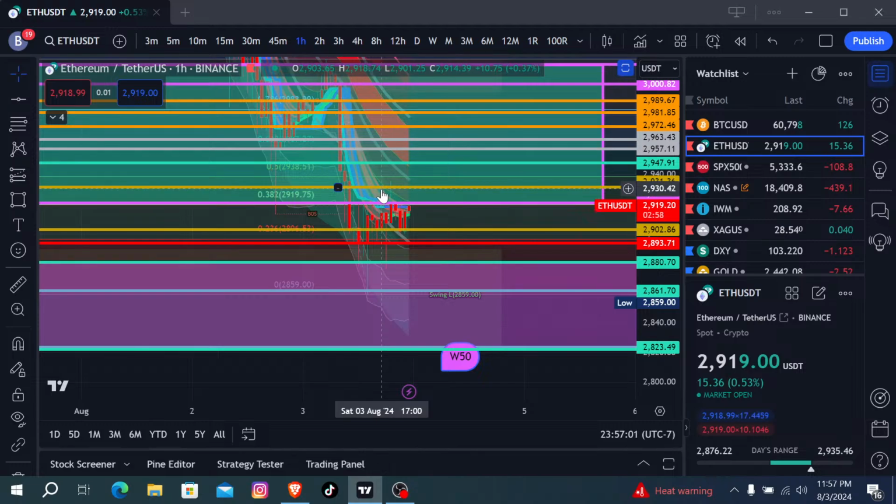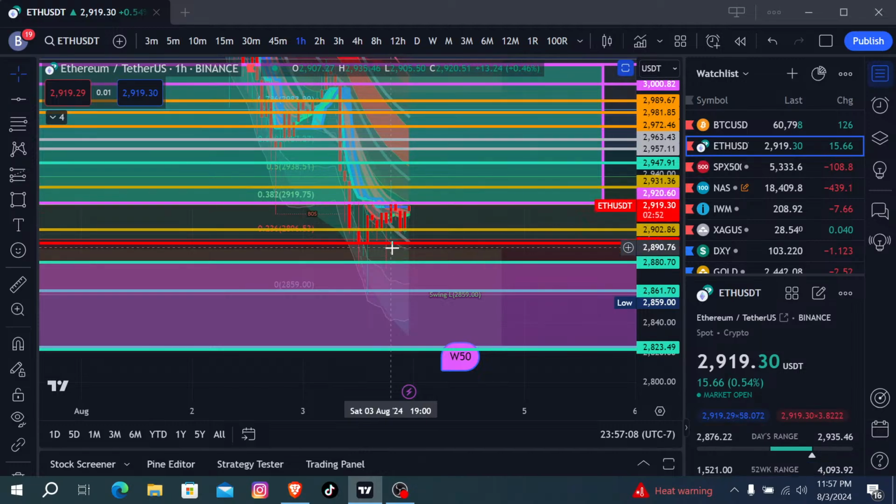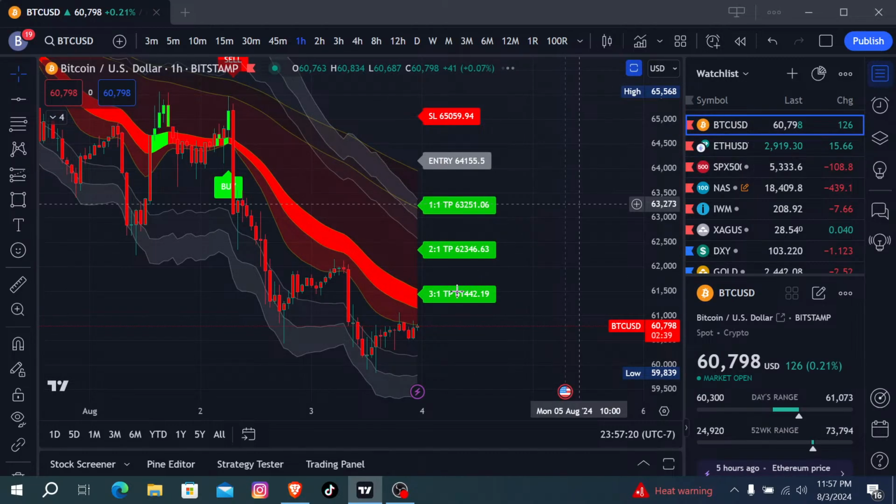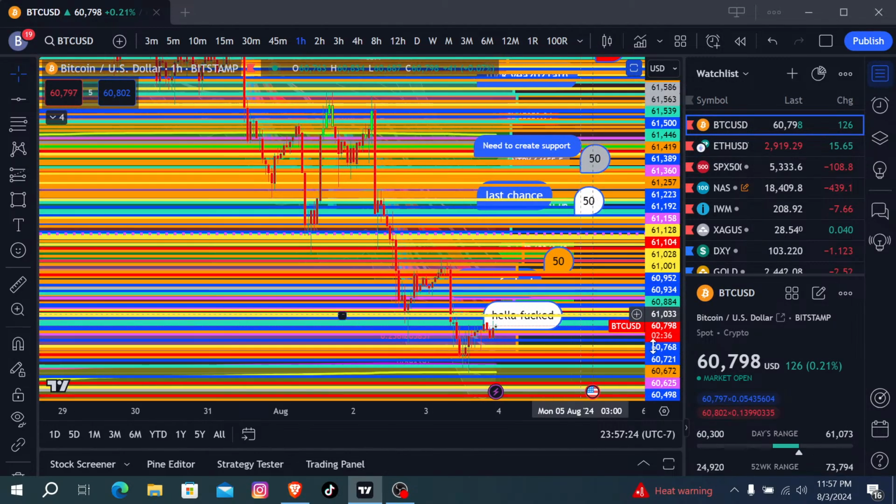It wants to hold because it knows breaking this area is going to cause panic selling. Not that it knows, but that's what it's going to cause. And traders know this, and whoever's controlling it, whether it be bots, whether it be hedge funds, whoever it is, knows. It's all about emotions, so they're playing with your emotions right here. You would then go to your Bitcoin. Same with Bitcoin.